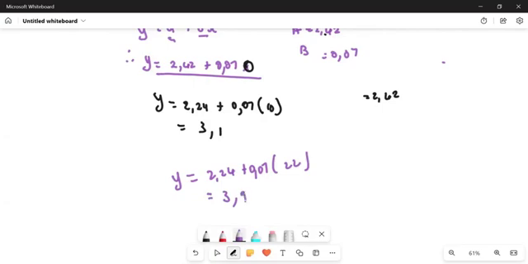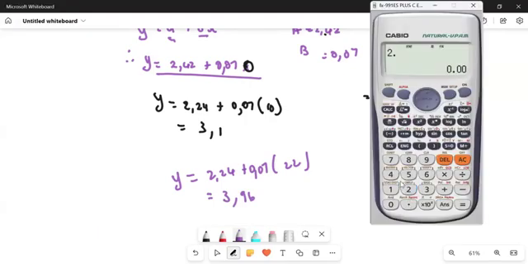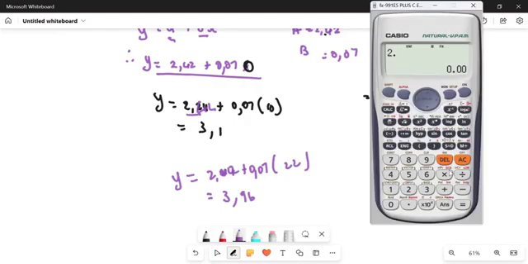It's 3,96. Let's check, it's fine. We will check it. It's 2,42 or 2,424. Which one is it? 2,42. Okay. 2,42 plus 0,07 multiplied by 22. I have a dot and a dot. 3,96, which is going to be approximately 4.